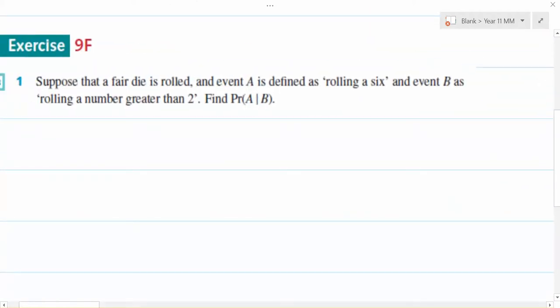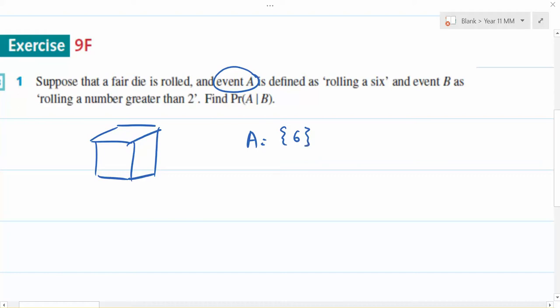Question 1, it says, suppose that a fair die is rolled. Okay, fair die meaning you've got 6 sides. You've got a 6-sided die that looks kind of like this. The event A, so the first thing that happens, or the set of A, which is defined by rolling a 6. So you only want to get a 6. So I'm going to write it out. Set A has the curly brackets 6. That's my only item in there.